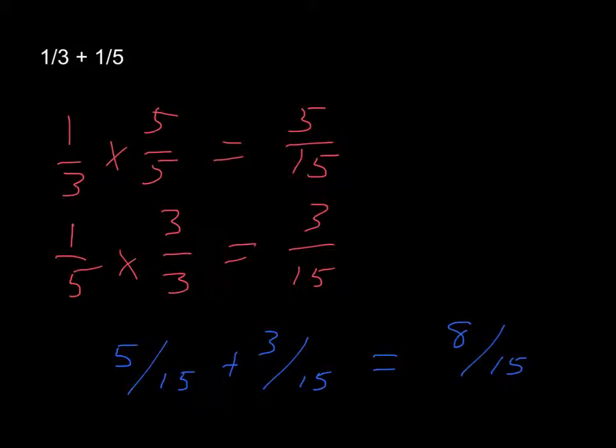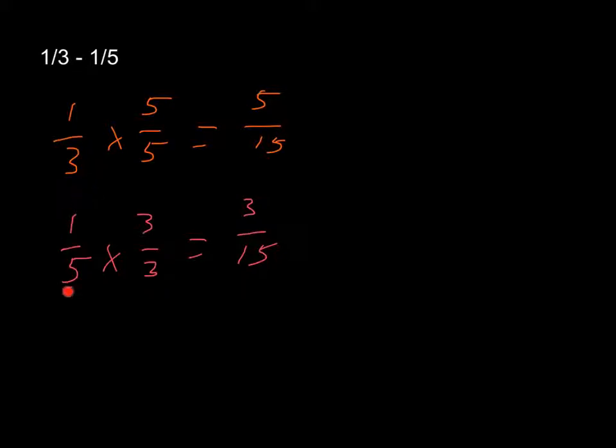Subtracting is going to be the same process, but instead of adding, we will be subtracting. So 1/3 minus 1/5 looks a little bit like this. We have 1/3 times 5/5 because we took that denominator from the other part, and we have 5/15. Then for 1/5, we have 3/15 because we take 1/5, multiply it by 3/3, and get 3/15. Our final step is 5/15 minus 3/15, and we have a solution of 2/15.